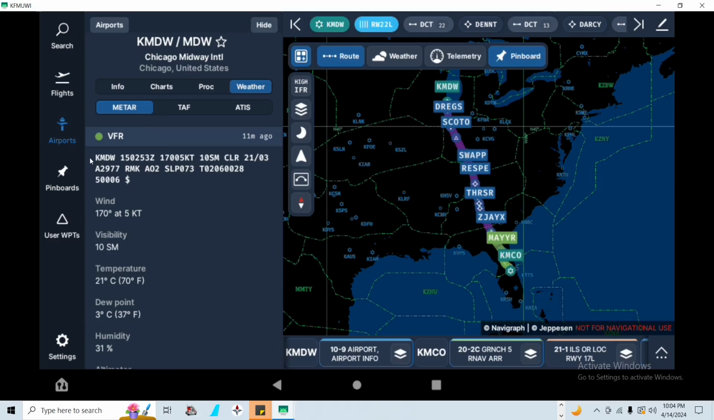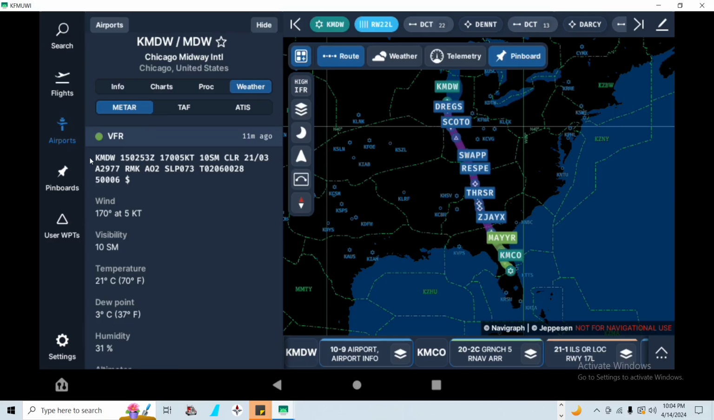Then you see the last line, you see that money sign there. That simply means that the terminal system, whatever you want to call it, requires maintenance.